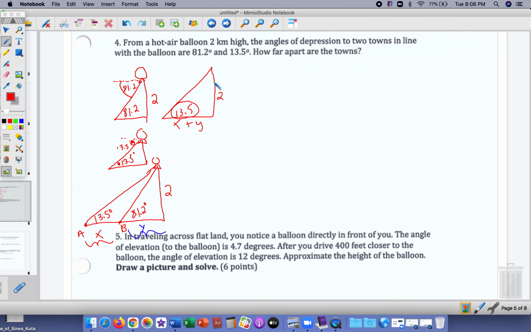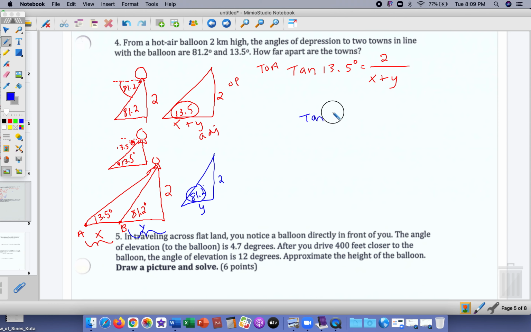And I'm going to create an equation. If I circle 13.5, I have the opposite and adjacent. So I'm going to use TOA, right? Tan, TOA. So I'm going to say the tangent of 13.5 degrees is equal to the opposite over its adjacent. Now I'm going to draw another triangle. I know that this angle right here is 81.2, this is 2, and this is Y. So the tangent of 81.2 is 2 over Y.